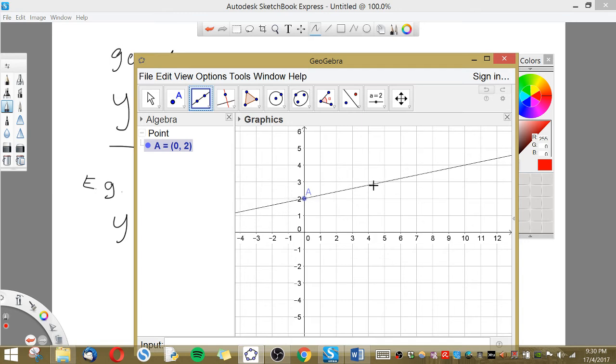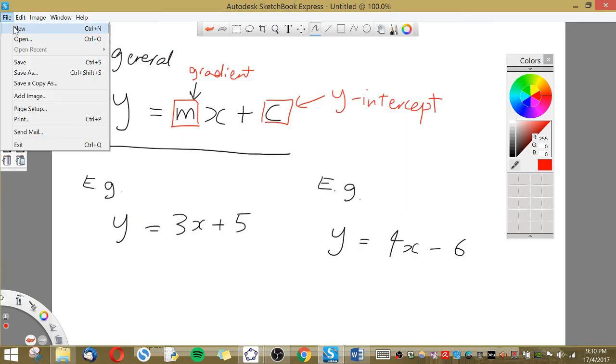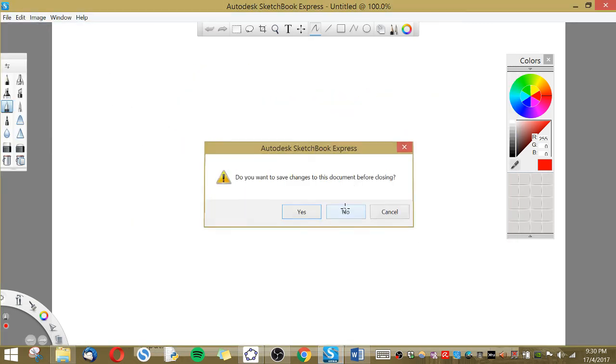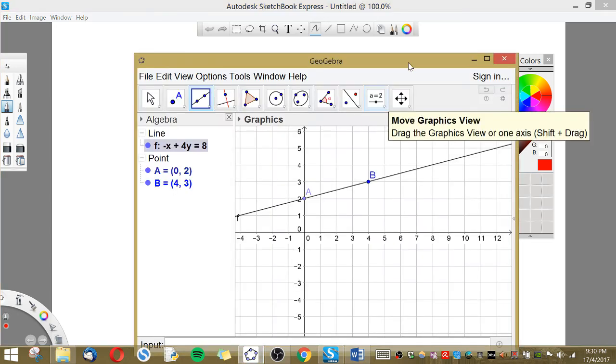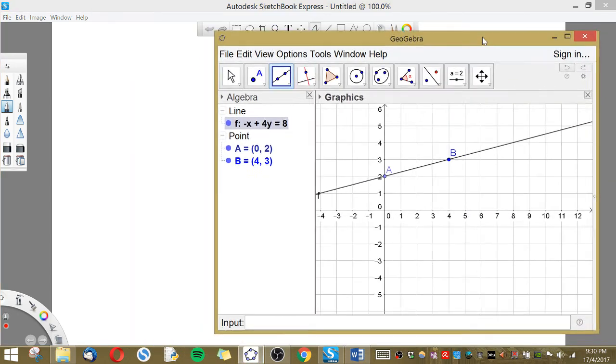So this line, what is the equation of this line? The one that I am drawing right here. Okay, let's figure this out. If we look at this line which I just drew, what exactly is the equation of this line?